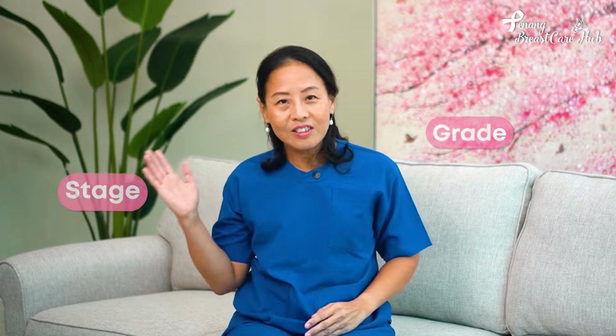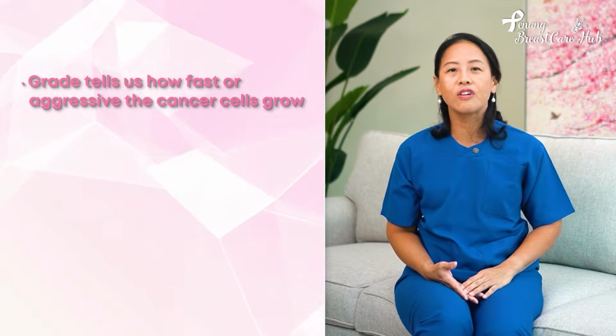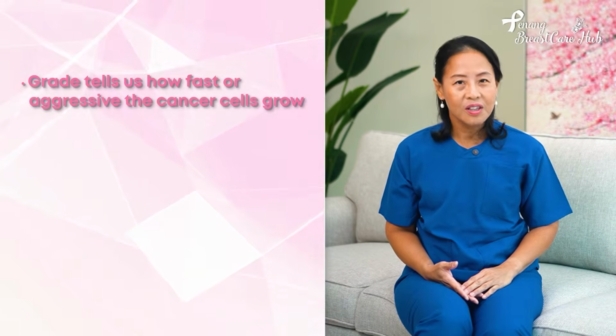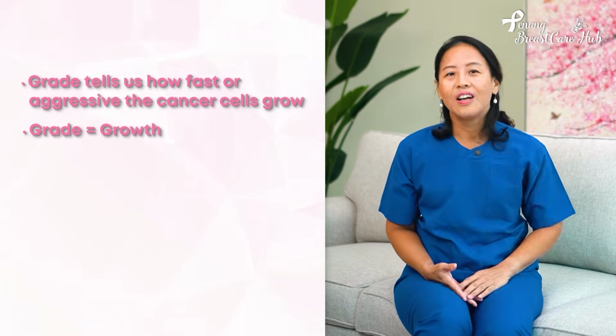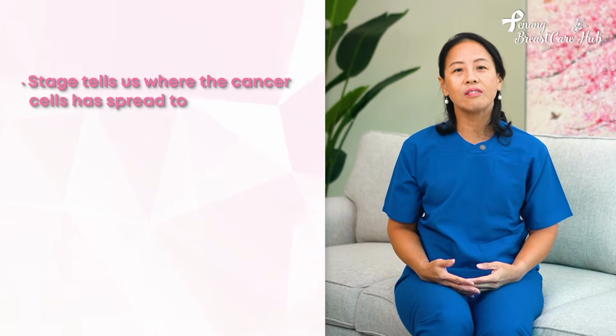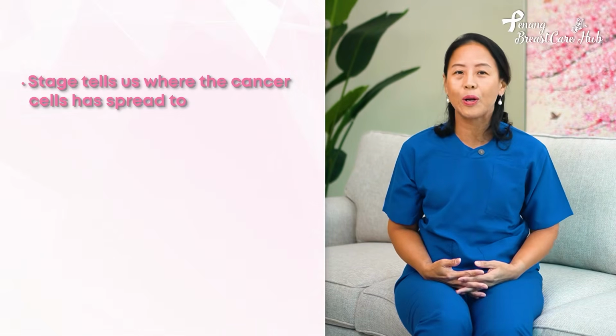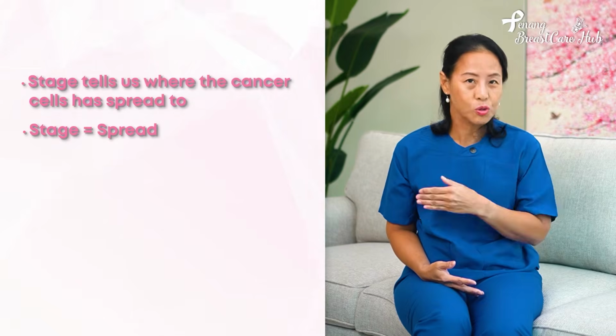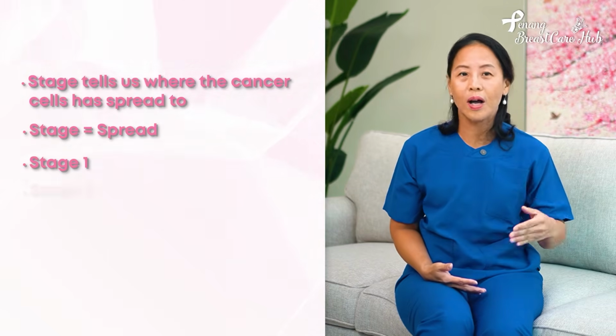So in summary, the differences between the grade and the stage of the breast cancer: the grade tells us how fast and aggressive the cancer cells will grow. Grade equals growth. So remember, there's grade 1, 2, and 3. And the stage tells us where the cancer cells will spread to. Stage equals spread, and stage will be 1, 2, 3, or 4.